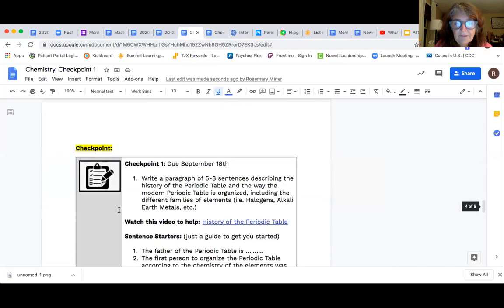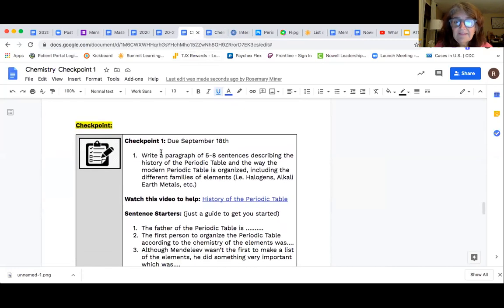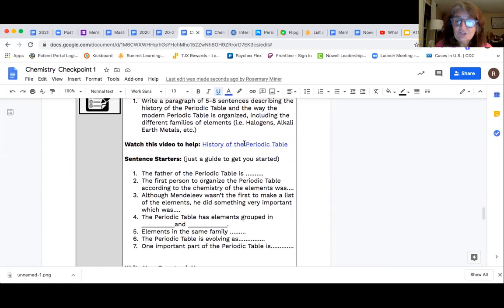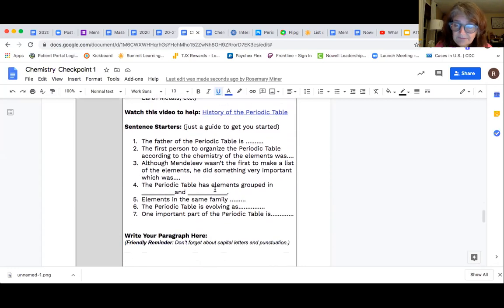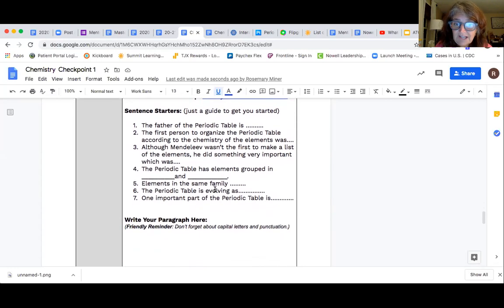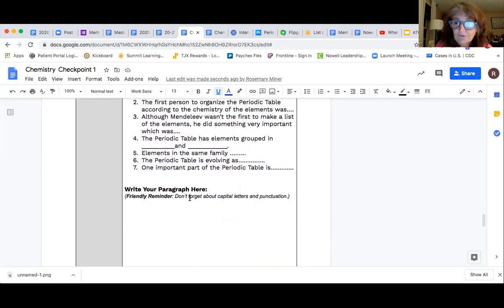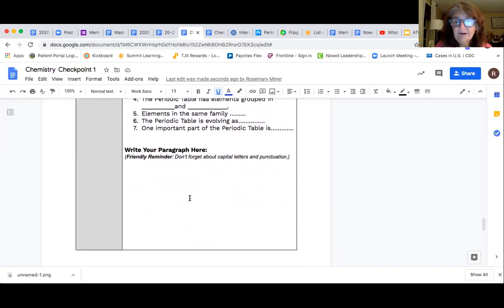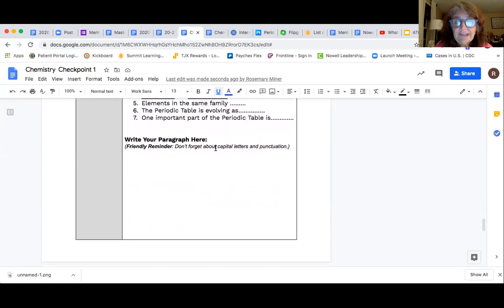Also, here is the checkpoint itself. This checkpoint is due on September 18th, and it's asking you to write a paragraph of 5 to 8 sentences long describing the history of the periodic table. And here's a short video that will help you. Here are some sentence starters you might like to use as a guide. And then here's where you write your 5 to 8 sentence paragraph. Friendly reminder, don't forget about capital letters and punctuation. That's part of communicating accurately and precisely, okay?